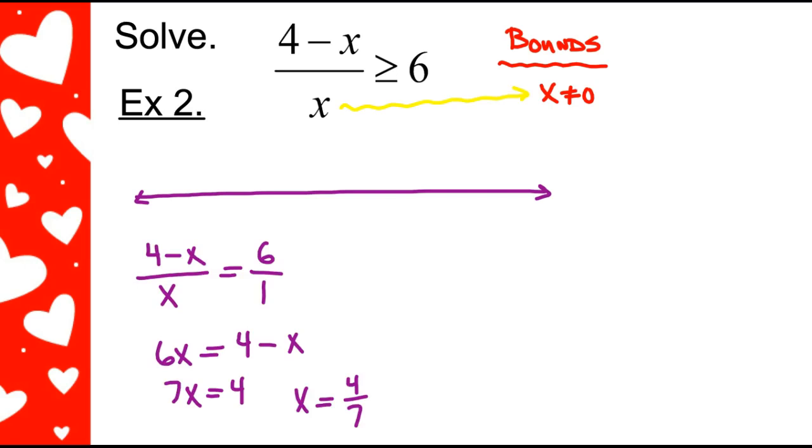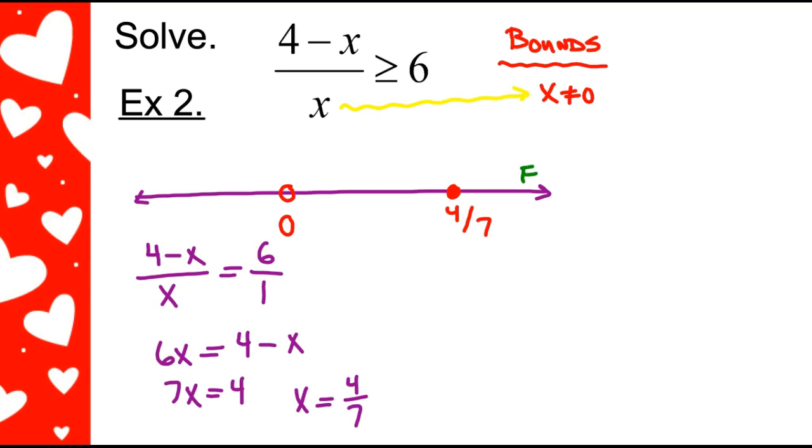Okay, so we're back, and we found that 0 and 4/7 were the boundary points, and 4/7 could be colored in, I believe, right? Yep. So now where is the solution for that going to be? Well, if I go to 1 and I put a 1 in there, I'm going to get 4 over 1, and that's not greater than 6.